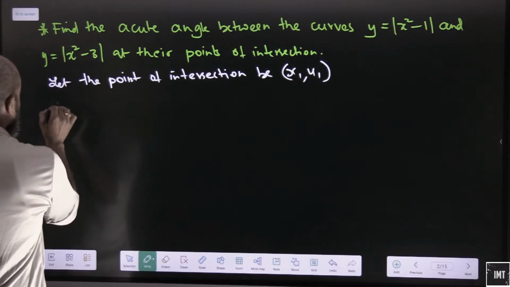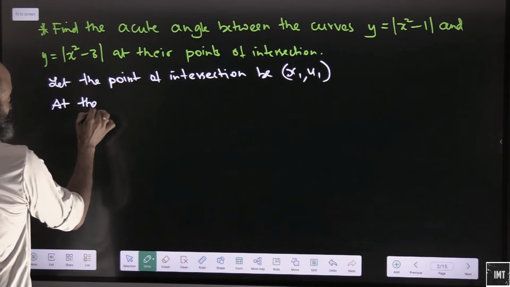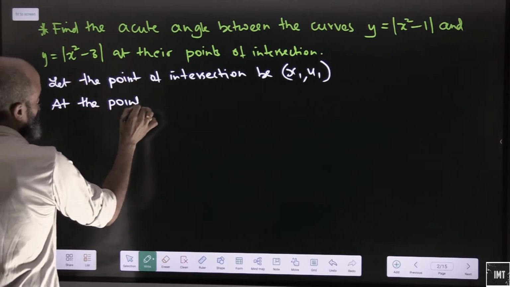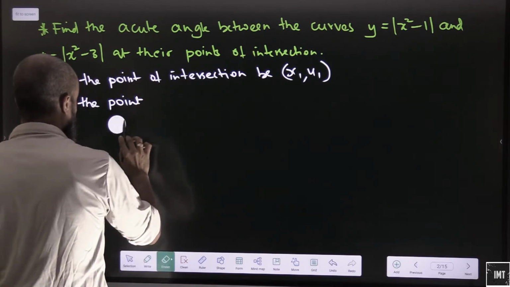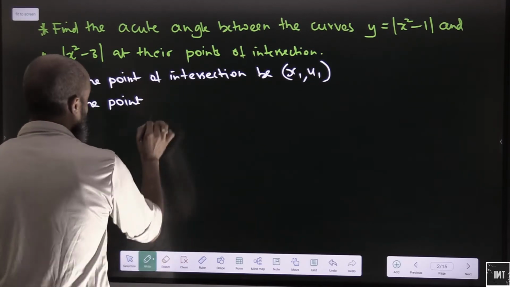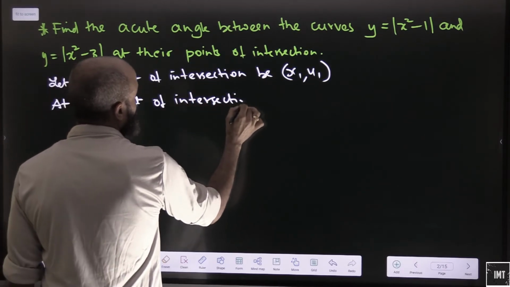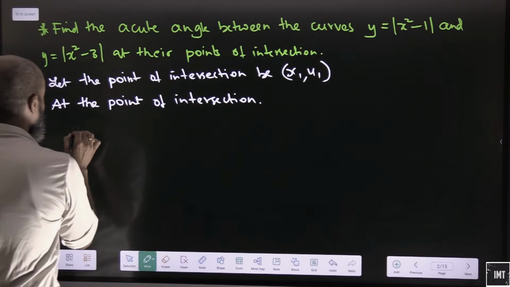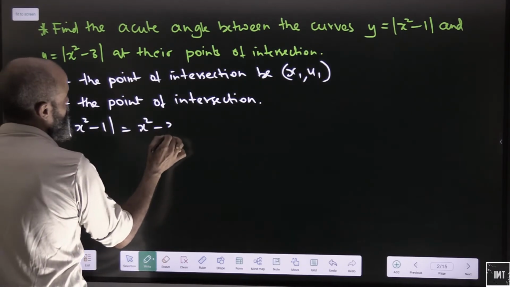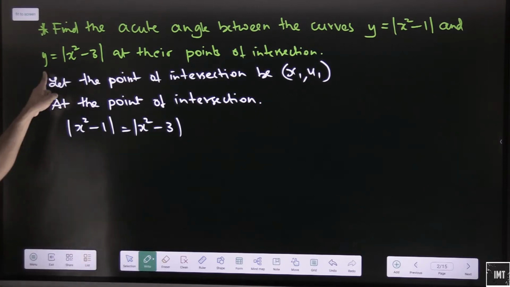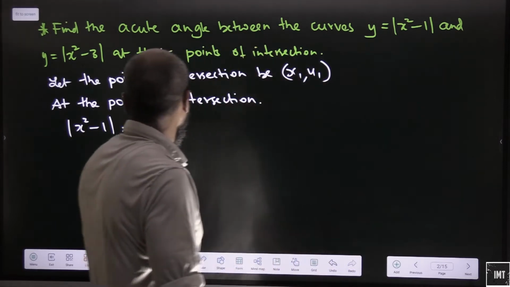So the first equation, at the point of intersection, we will have x square minus 1 should be equal to x square minus 3. Okay, the y value of one should be equal to the y value of the other. Okay, and same with x.